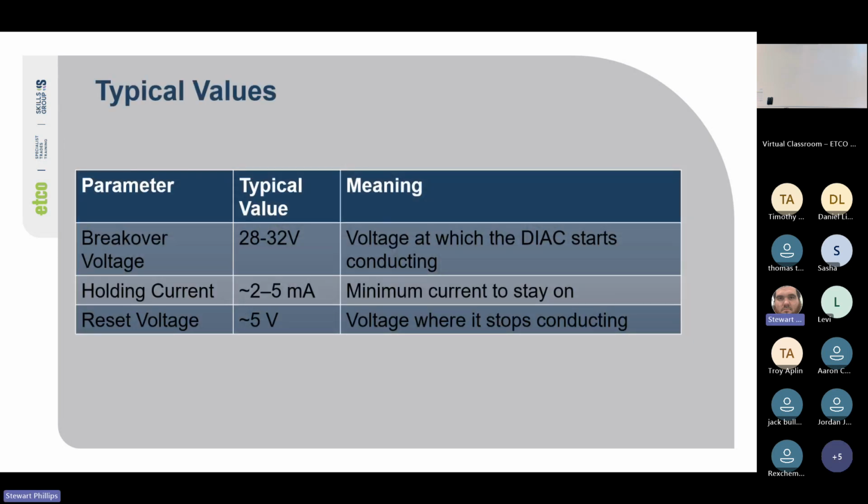Cool. So the typical values. The breakover voltage is 28 to 32 volts. The meaning of that is the voltage at which the diac starts conducting. The holding current is 2 to 5 milliamps, the minimum current to stay on. But if you notice, its reset voltage is 5 volts. So the voltage where it stops conducting is a lot lower than the breakover voltage.